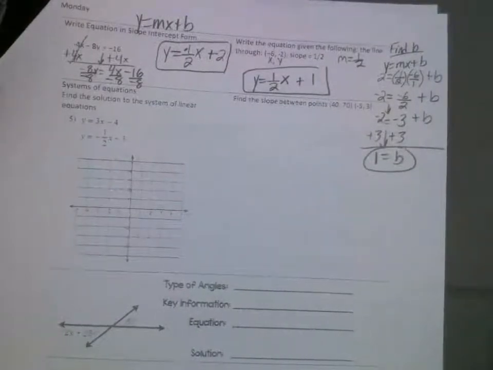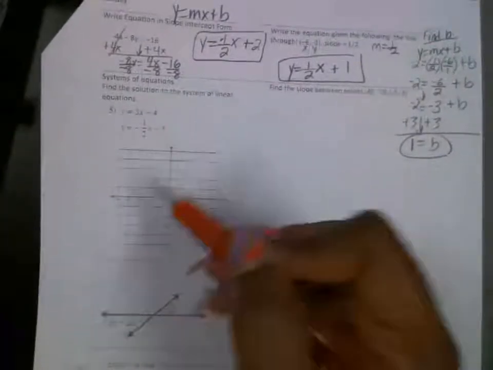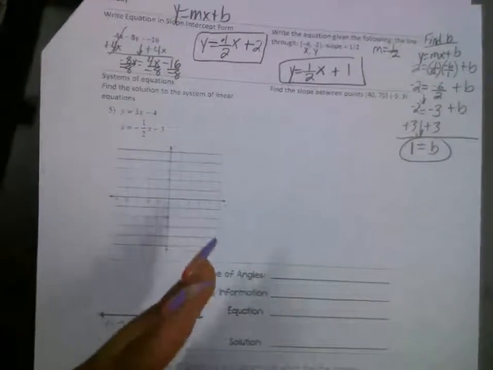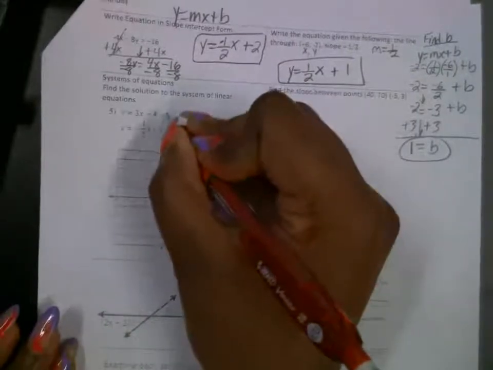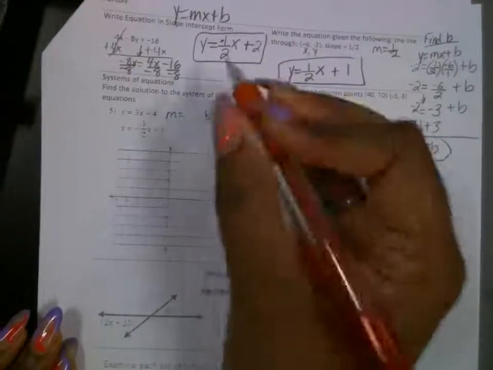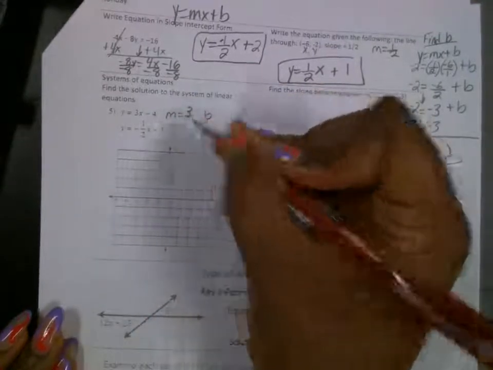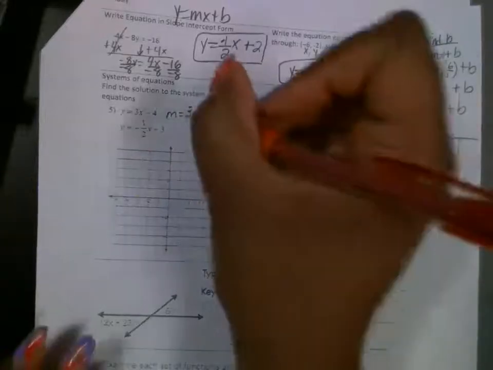All right, so here, to find the solution of a system, you graph both equations and figure out where they cross each other. Wherever they cross is going to be the solution. So let's graph the first equation. Label your m and your b. Your m is the number that is attached to the x. So that's 3. Write 3 as a fraction so that you can have rise over run.